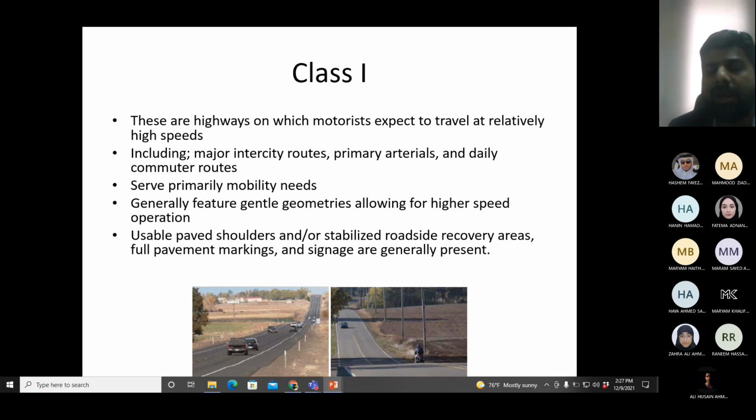The radii which you are using, the gradients which you are using, they are very mild and very smooth, so that people can go over them at high speeds. In addition to that, you also use shoulders, recovery areas. Shoulders and recovery areas usually increase the comfort of the drivers, and then they can go at high speeds. So to maintain high speed, shoulders and recovery areas are also important. Okay, so they have shoulders, recovery areas, they have markings and signs. So basically they have all the accessories which are required to maintain high speeds.